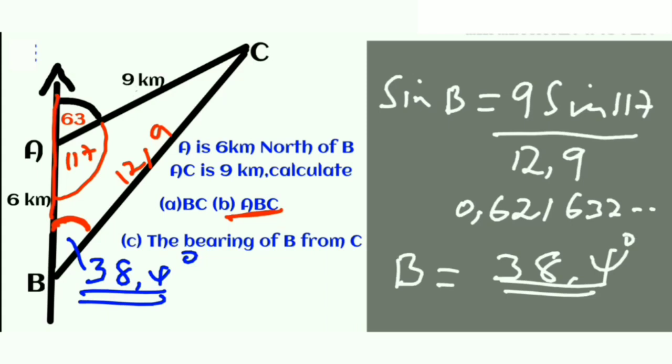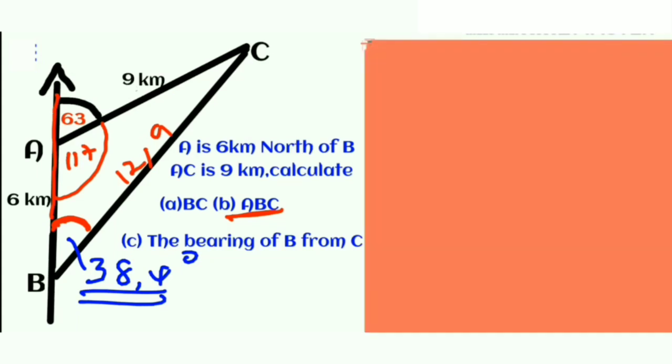The bearing of B from C. So you have to draw the compass where the statement is saying from. So let us draw a compass at C. So yes, the compass at C. All right. The question is saying the bearing of B from C, meaning this is the bearing needed.